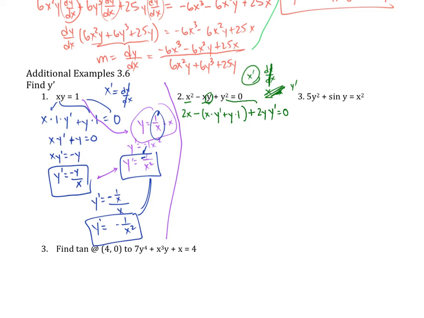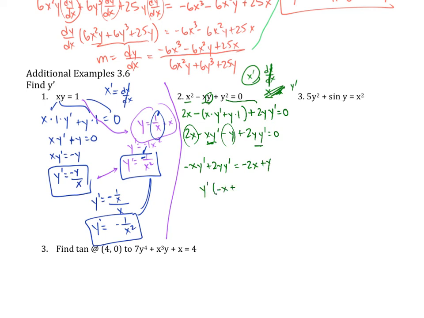So now let's distribute over here. 2x minus xy prime minus y plus 2y y prime equals 0. Collect the y primes on the same side. That would give me negative xy prime plus 2y y prime. And then I'm going to put all these on the other side. So that would give me negative 2x plus y. And now solve for y prime by factoring it out.